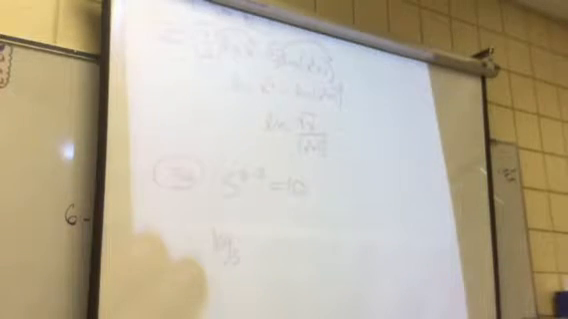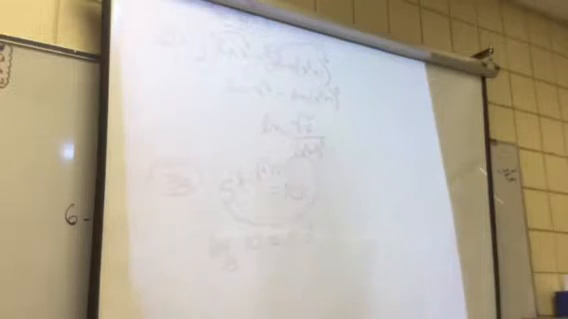And do you remember that little memory tool that we use about loggy froggy? So log base 5 of 10 equals the exponent. And the exponent is x minus 3. And can't you type in log base 5 of 10 into your calculator?